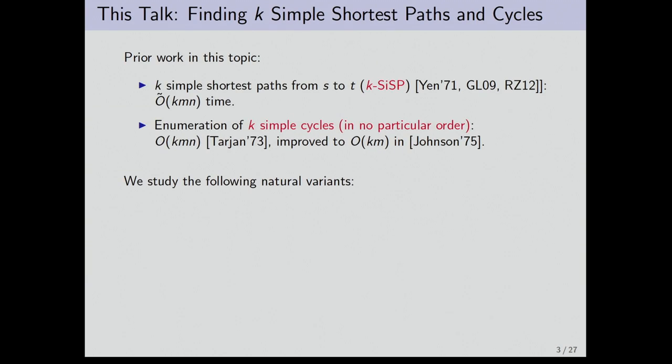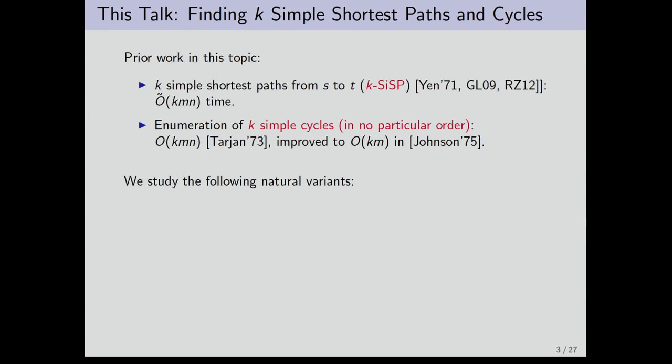So the problem that we are looking at, and we are looking at a collection of problems related to finding k-simple shortest paths and k-simple shortest cycles in a graph. The prior work, as I said, there's been quite a bit of work on k-simple shortest paths from S to T, and I'm going to be using the acronym KSISP, instead of K simple shortest paths, it will be KSISP. And Yen, and then some refinements within the O tilde by Gottlieb and Lowenstein, and Roditi and Zwick, a different method. And then I'm also going to look at k-simple shortest cycles.